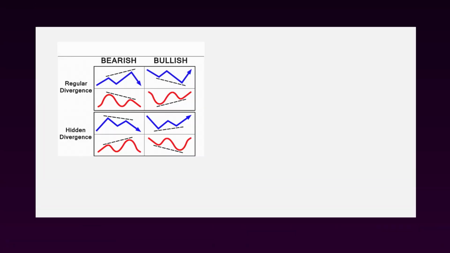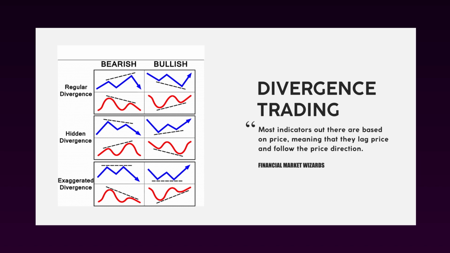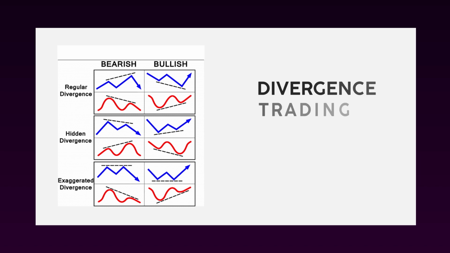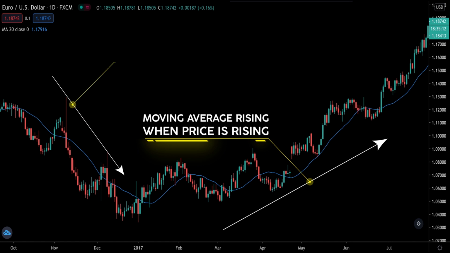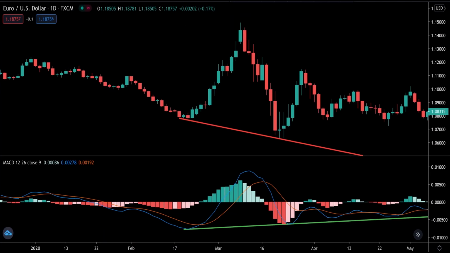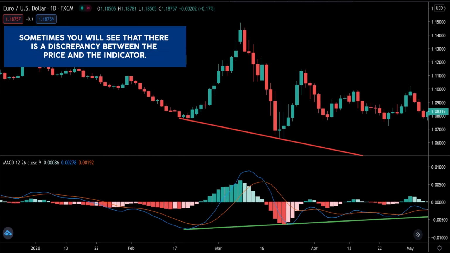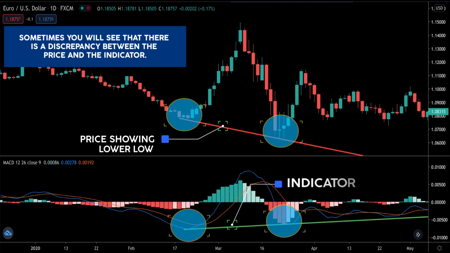Now let's talk about what a divergence is first. Most indicators out there are based on price, meaning that they lag price and follow the price direction. If the price goes up, then the indicator goes up and vice versa. If you look at a simple moving average, you will see that this is true. However, sometimes you will see that there is a discrepancy between the price and the indicator. The price is showing one thing and the indicator is showing another. That's what a divergence is.